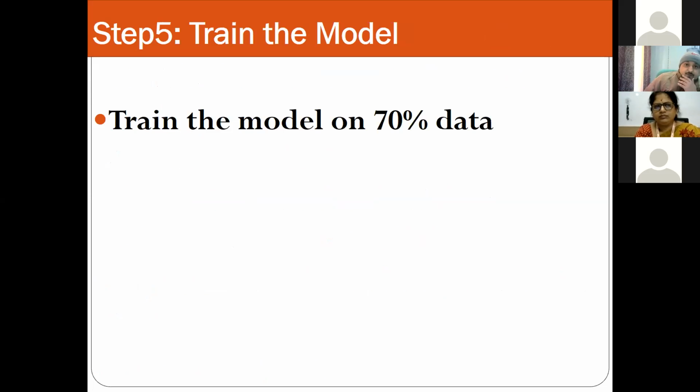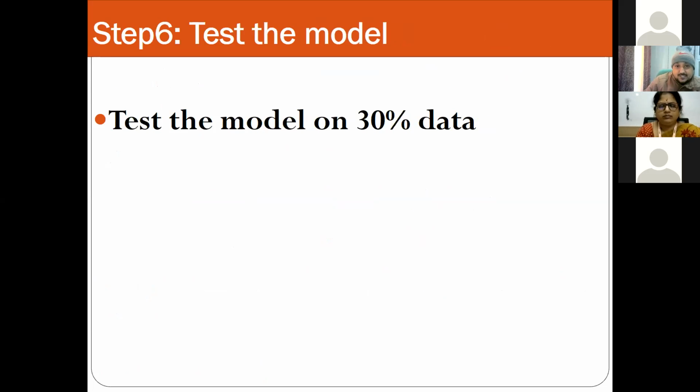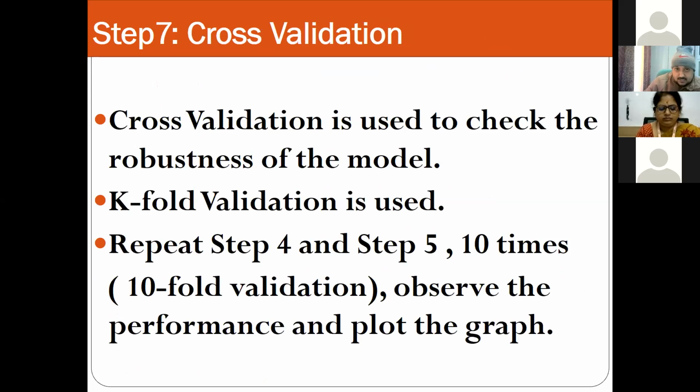In step number 5, we will train the models. For example, we have selected the criteria of 70-30%. In that case, we will train the models on the 70% data, and thereafter we will test on the remaining 30%. And thereafter we will perform the cross validation, as we have already studied about cross validation in the previous sessions. That is very important to check the robustness of the models.